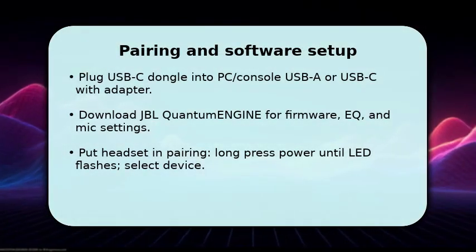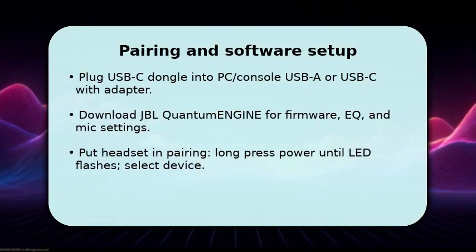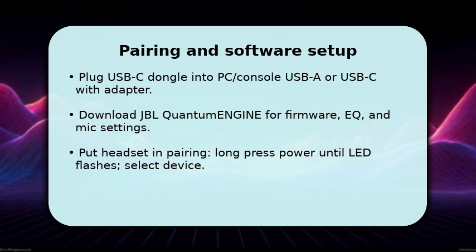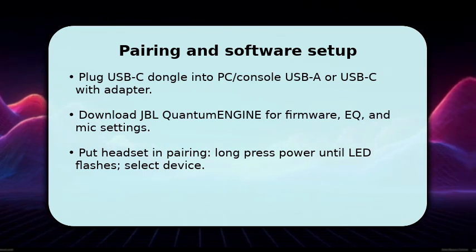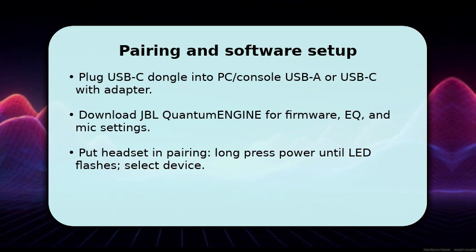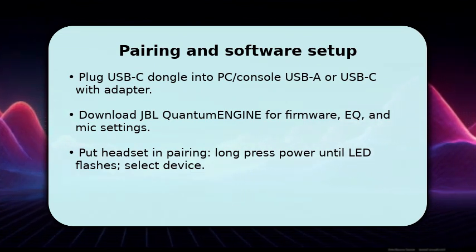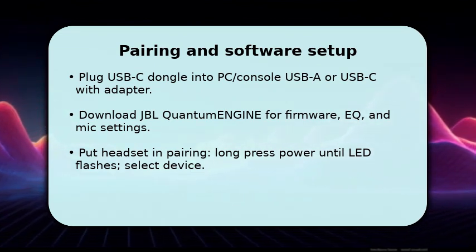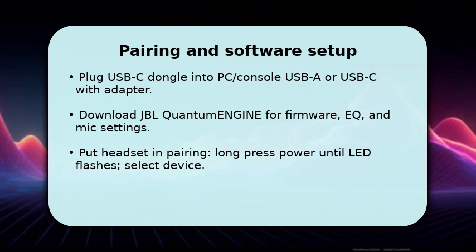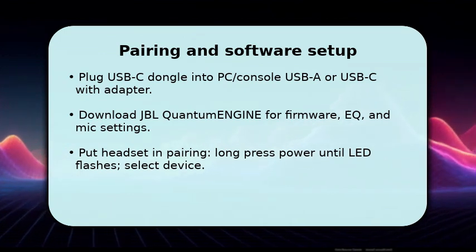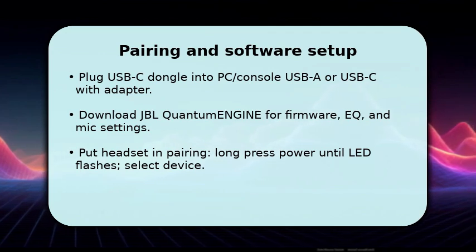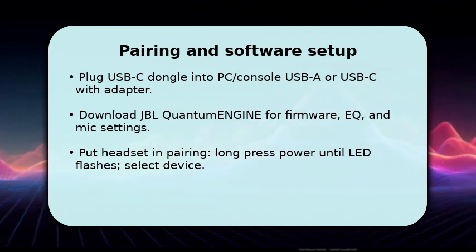Now pair and configure. Insert the USB dongle into the target device and switch the headset on. Long press the power button until the LED flashes to enter pairing. On PC, install JBL Quantum engine to get firmware updates, spatial audio, EQ presets, and mic controls. Once the software detects the headset, update firmware immediately because updates fix latency or mic issues.